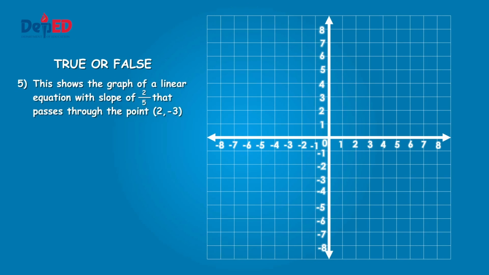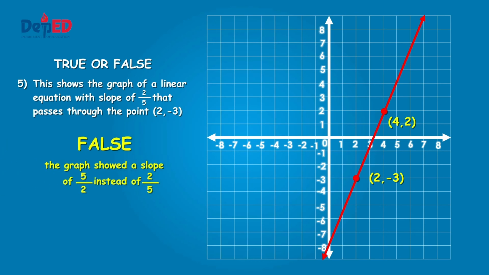Last question, true or false? This shows a graph of the linear equation with the slope 2/5 that passes through the point (-2, 3). This is false. From the point (-2, 3), the other point located using the slope 2/5 should be 2 units upward, then 5 units to the right of the given point. But the graph showed a slope of 5/2 instead of 2/5.